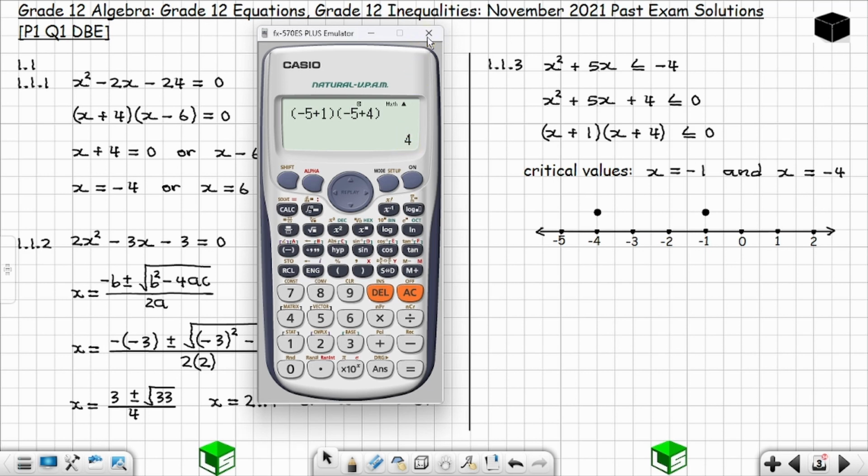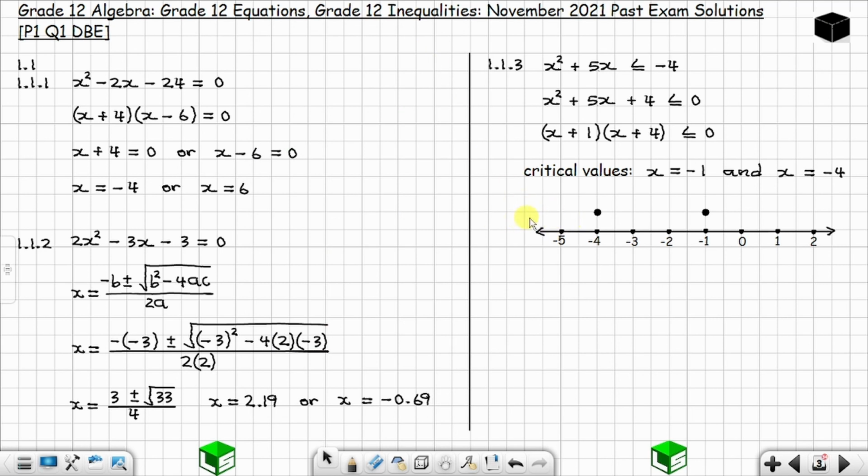Okay, so you can see if you use any number which is less than -4, or any number which is before -4, you're going to have a positive answer. So we obtained 4, which is a positive answer. So on this interval, you have positive.